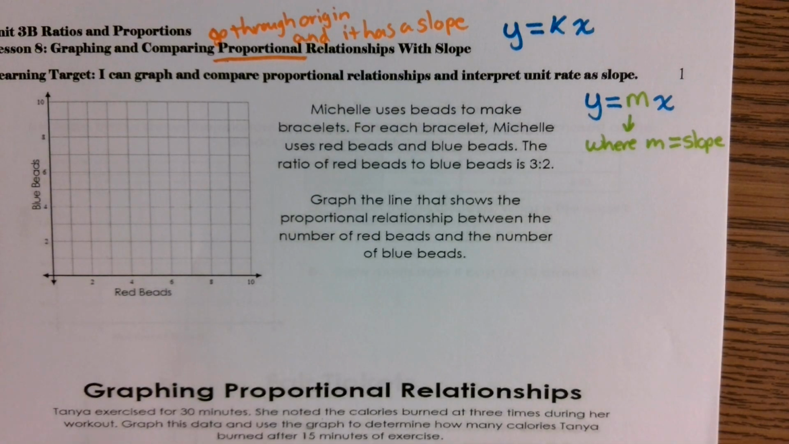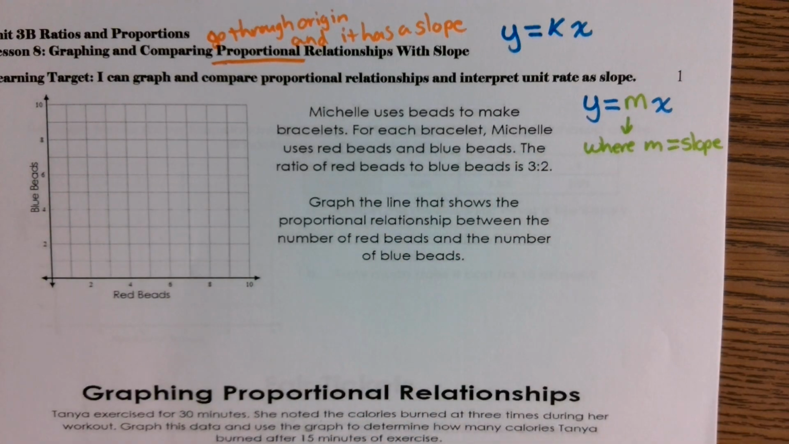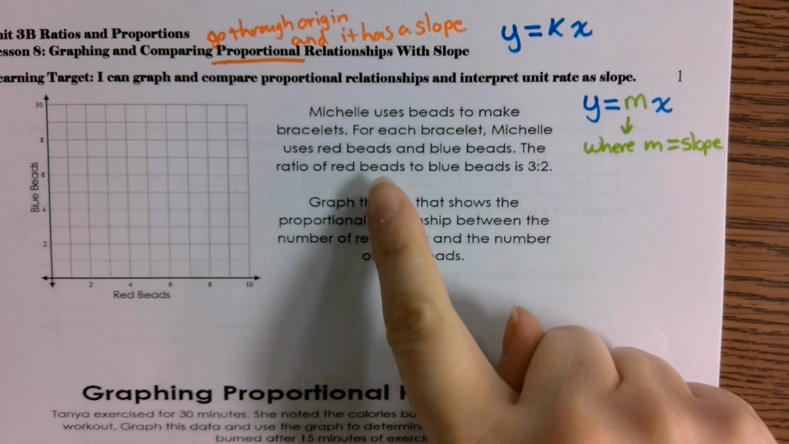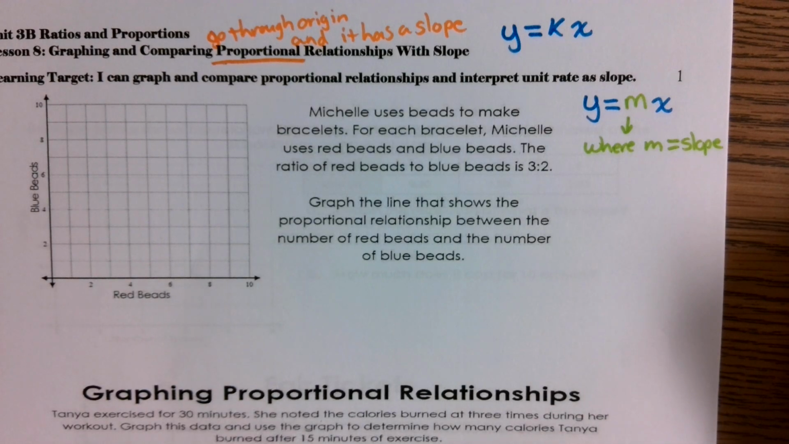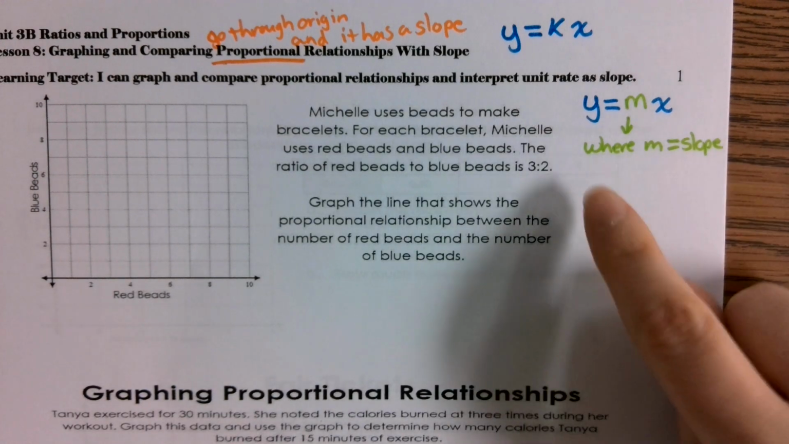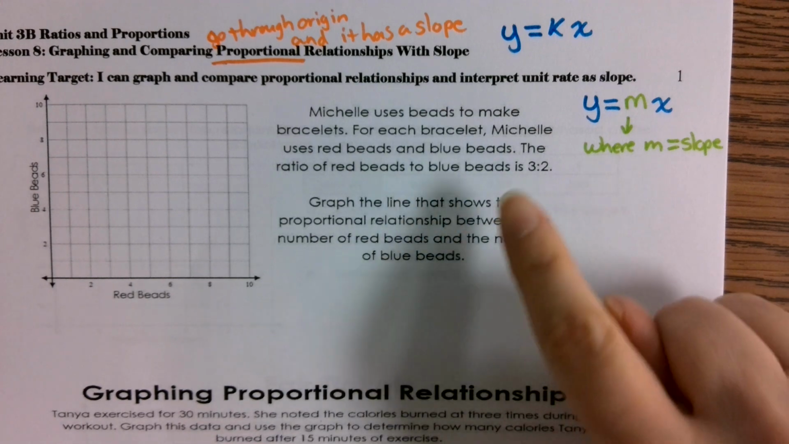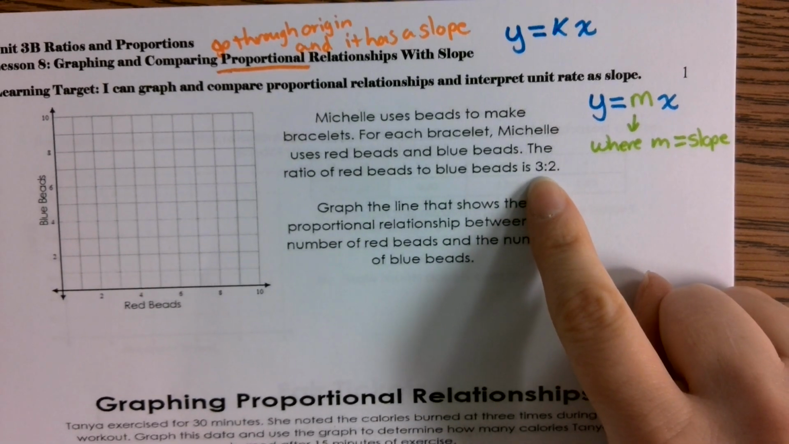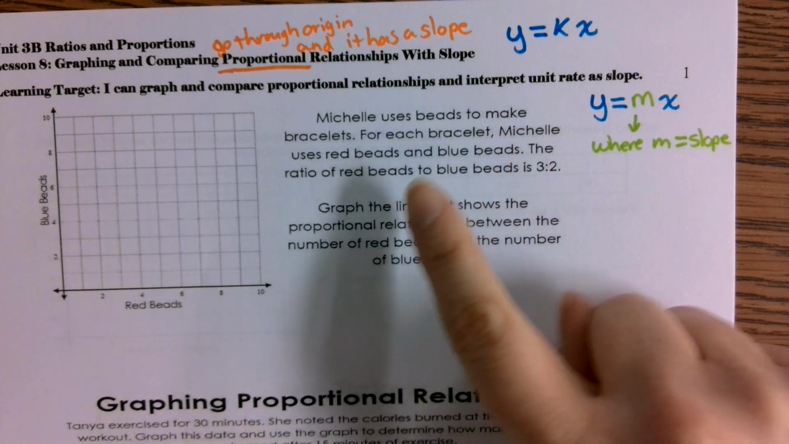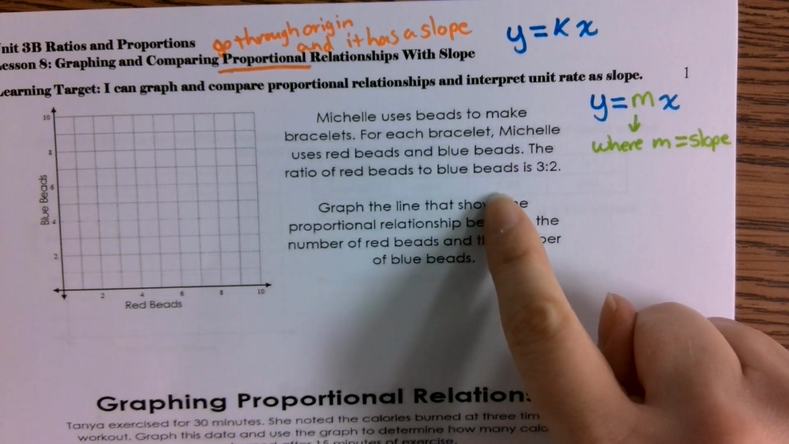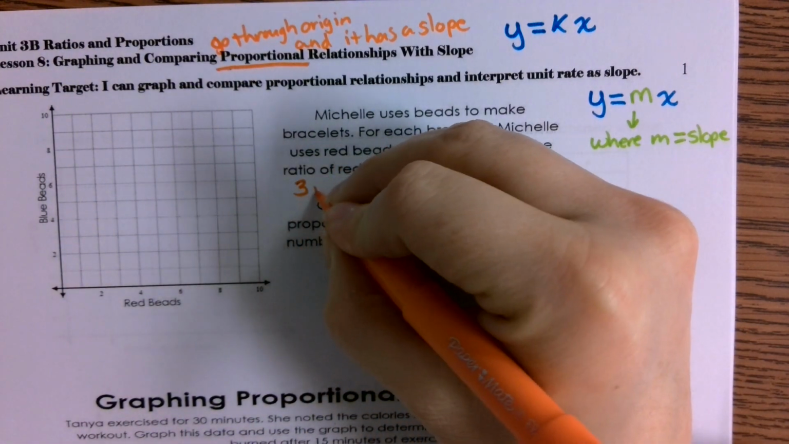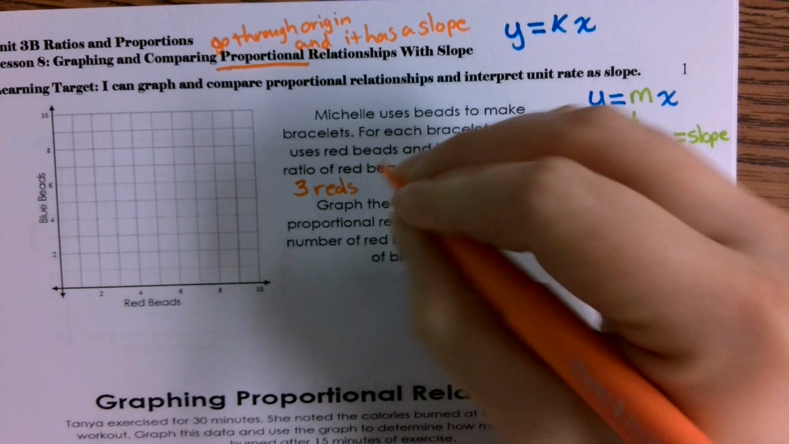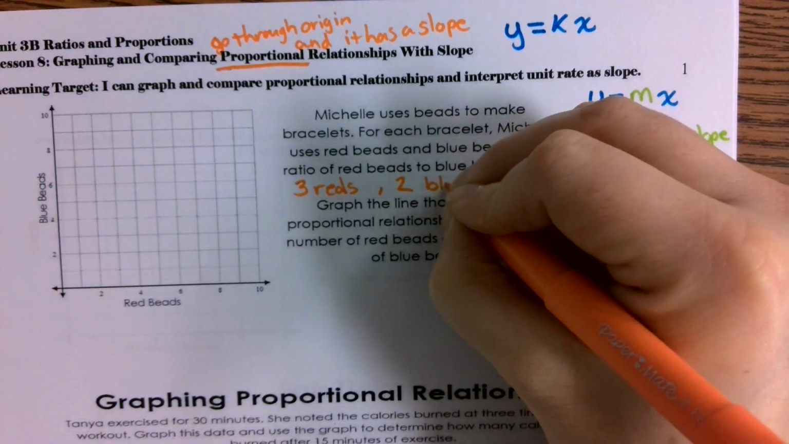Okay? So taking a look here at this very first problem. Michelle's trying to make bracelets. She's got blue and red beads. And it says that the ratio of red beads to blue beads is going to be 3 to 2. So that means that every 3, what color? What does 3 represent? What color? Red. So for every 3 reds, we have 2 blues. Every 3 reds, we have 2 blues. So I'm going to write that down. So we have 3 reds, and we have 2 blues.